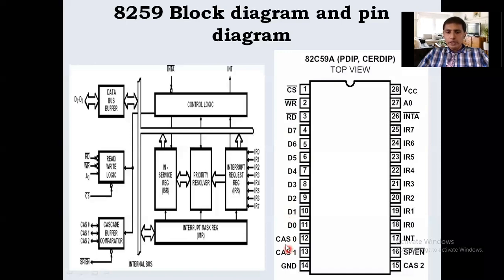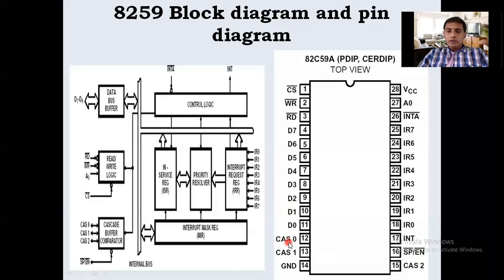Then the cascade bits here, CAS0, CAS1 and CAS2. These three are mainly used in the cascade mode of operation. In that mode, one 8259 acts as a master and the other 8259s act as slaves. And the master will provide an initialization code to each slave initially.